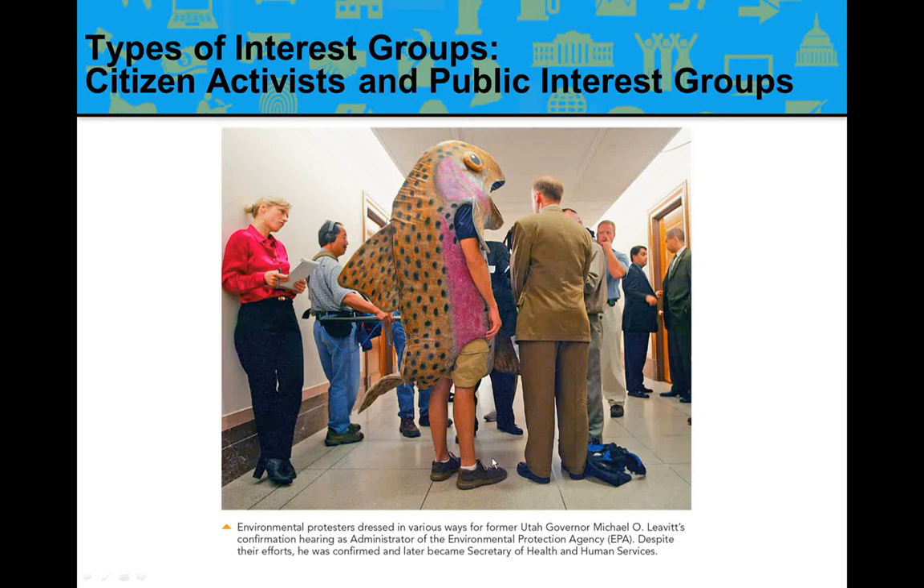Environmentalists are very concerned about the environment, and these are the kinds of things that they might do in order to try to influence public policy. They dressed in various ways, as the comment says, for former Utah Governor Michael O. Levitt's confirmation hearing as the administrator of the EPA. They did not want this gentleman during the Bush administration to be the administrator of the EPA because they felt he wasn't that friendly to the environment. But even though they protested and dressed up like this, he was confirmed and became Secretary of Health and Human Services.